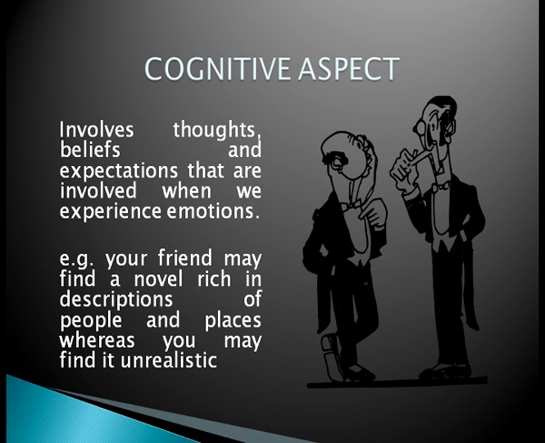The first is the cognitive aspect, that is the thought process. As we all know, the cognitive aspect involves the thoughts, beliefs and expectations that are involved when we experience emotions. For example, your friend may find a novel rich in description of people and places, whereas you may find it unrealistic. That is your emotion, your thought process about a particular aspect.